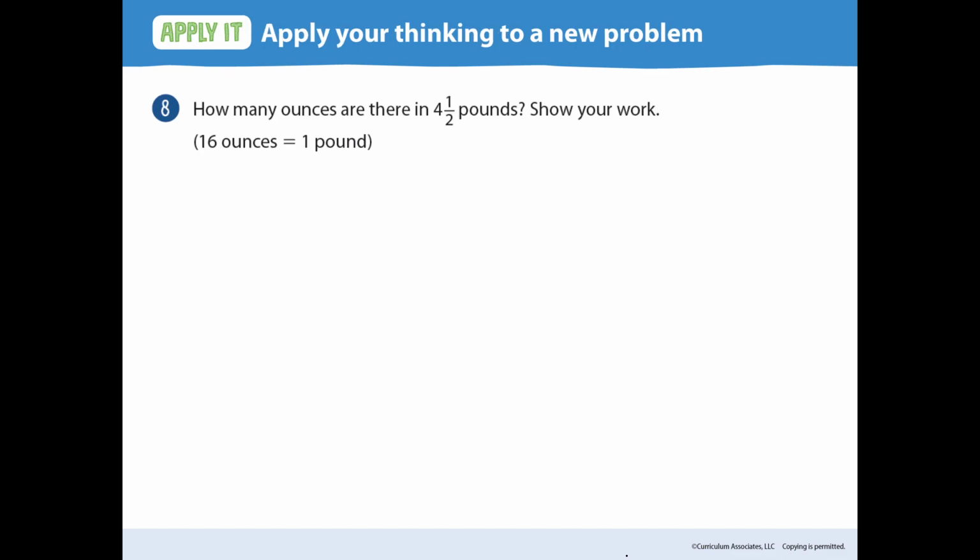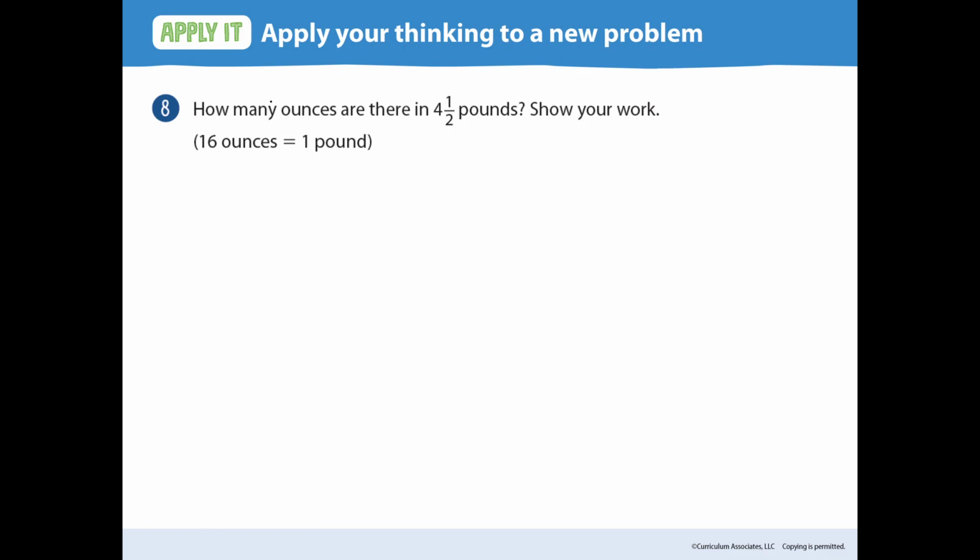Okay, on page 516, we're looking at number 8 at the top of the page. How many ounces are there in 4 1/2 pounds? Show your work. 16 ounces equals 1 pound. Now you might be a little bit thrown off by the fraction here. Don't let that scare you. We'll work it out together.